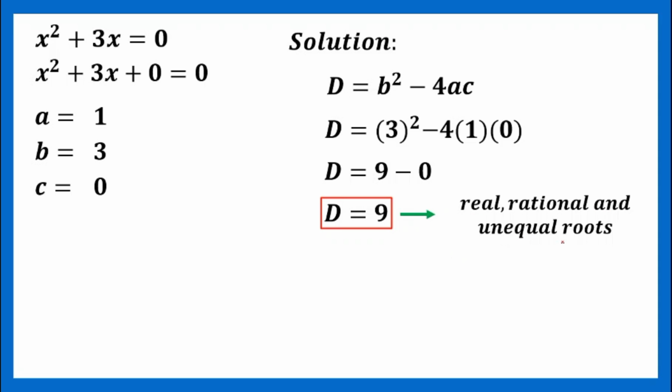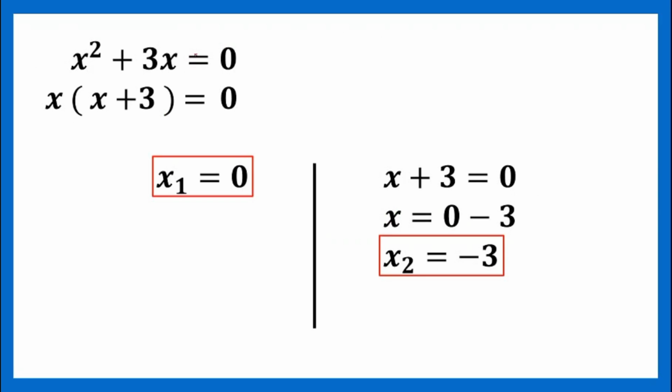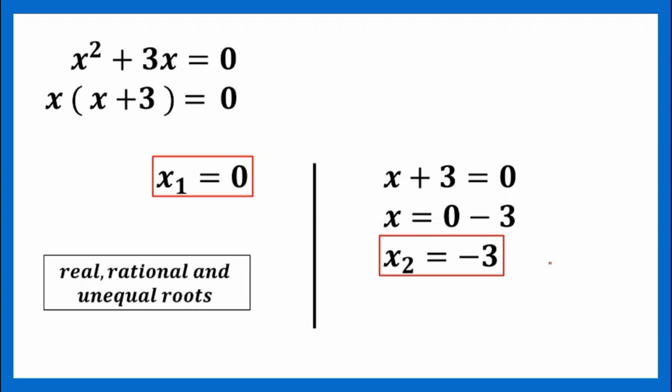Now, sir, paano natin mapoprove na totoo nga itong ganyan? Kapag sinolve yung roots ng x squared plus 3x is equal to 0, ito yung kalalabasan niya. Ang x sub 1 natin ay 0, ang x sub 2 natin ay negative 3. Now, ito kasi yung dinidescribe yung nature of roots. Check nga natin. Sabi natin doon, real siya, rational at the same time unequal.